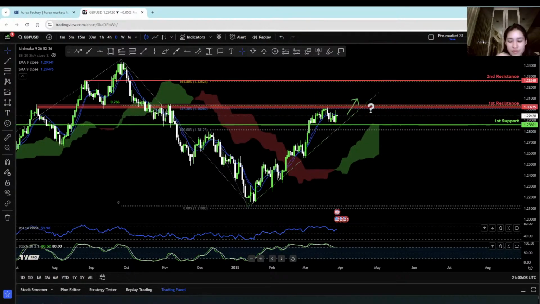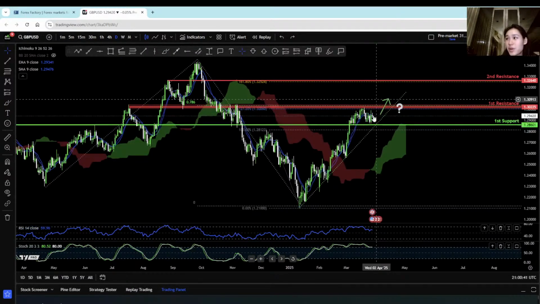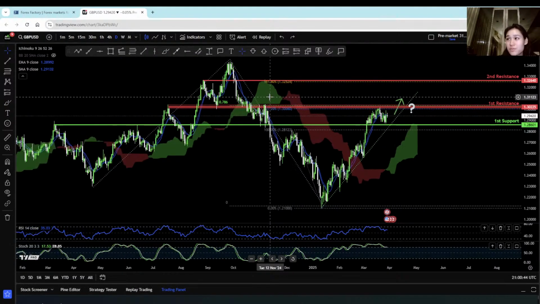Okay. Are there any other questions? So just to reiterate again, expecting it to maybe reverse or react off a little bit at the first resistance, because of that area there, but I'm still expecting it to push upwards.